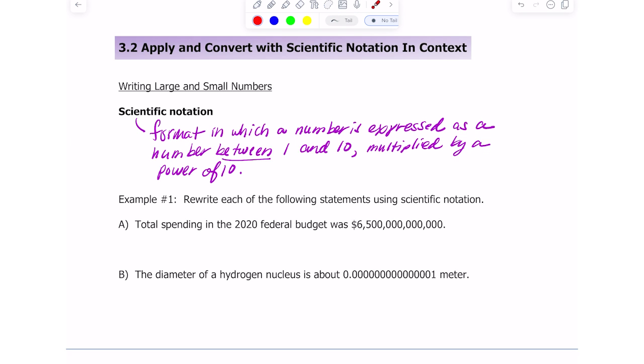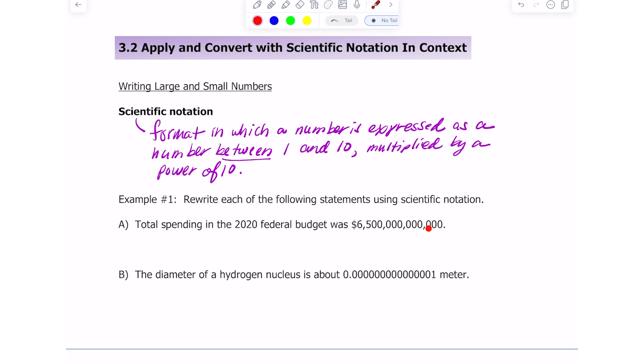So what I mean by that is, if you take this really large number here, which was the total spending in the 2020 federal budget, it's basically $6.5 trillion. If I was to write this in scientific notation, the first thing I'm going to do is find the decimal, and then I'm going to move back until I get to a number that's between 1 and 10.